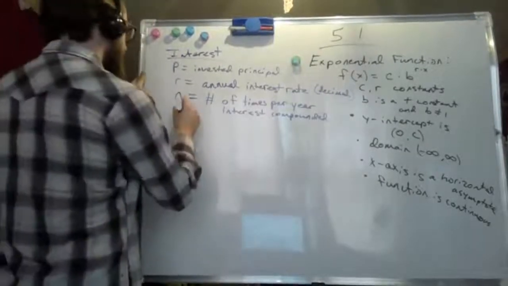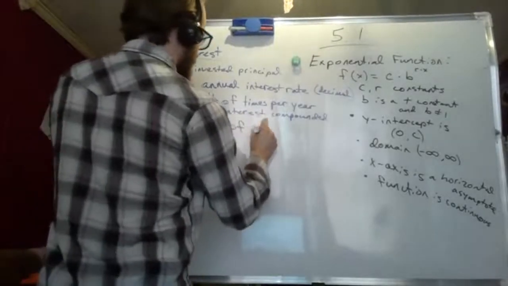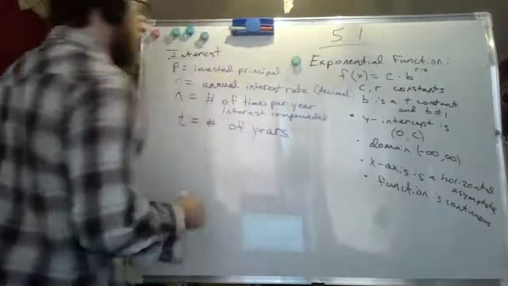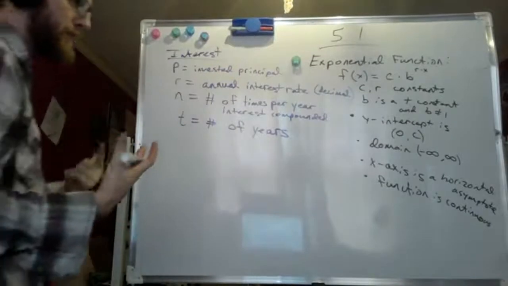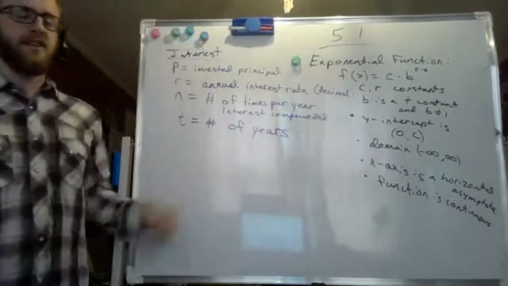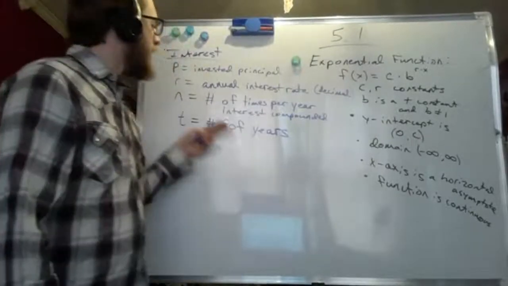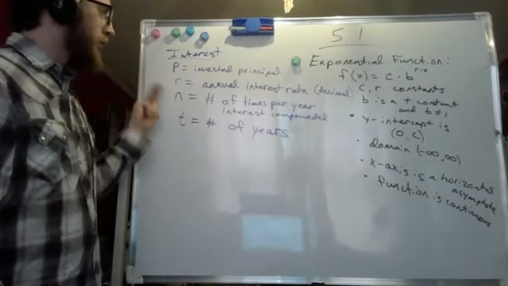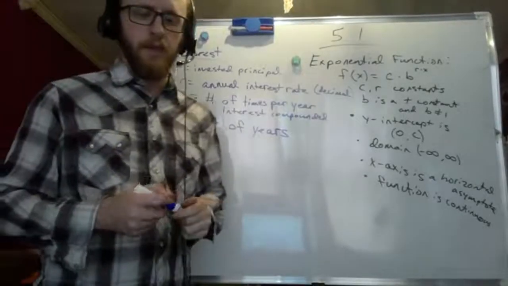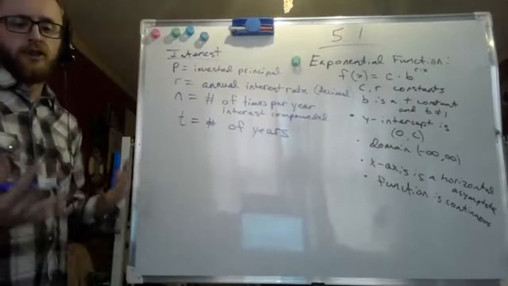And then lastly, t is the number of years you want to calculate for. So what is my account balance after 5 years, after 6 years, after 3.5 years? How much money do I have in my account based off of all of these other variables we have here? And so now that we have all this together, we can now look at the first equation.